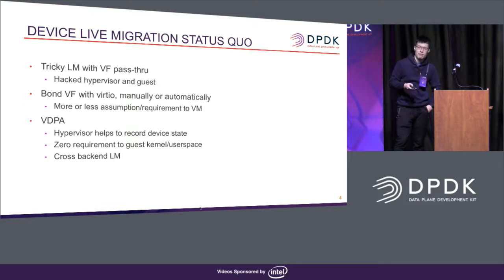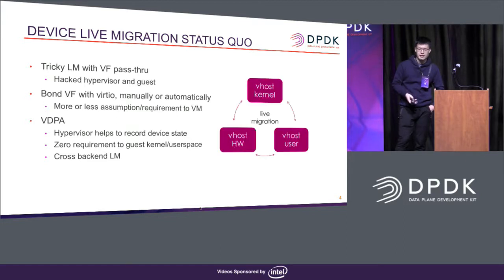One interesting thing about the vDPA live migration is you can do a cross-backend live migration. That is to say, you can live migrate a VM with software vhost, either it's a vhost kernel or it's a vhost user, to a new platform with hardware acceleration.